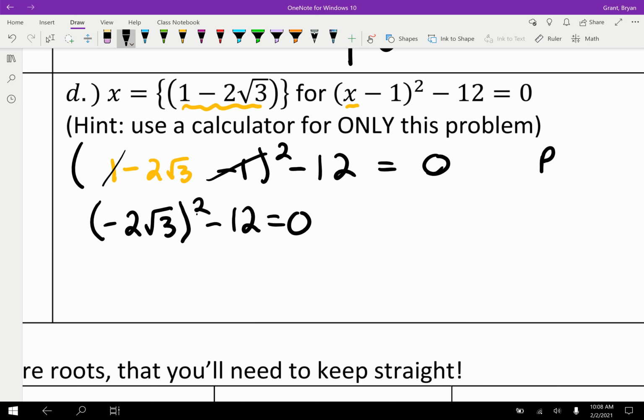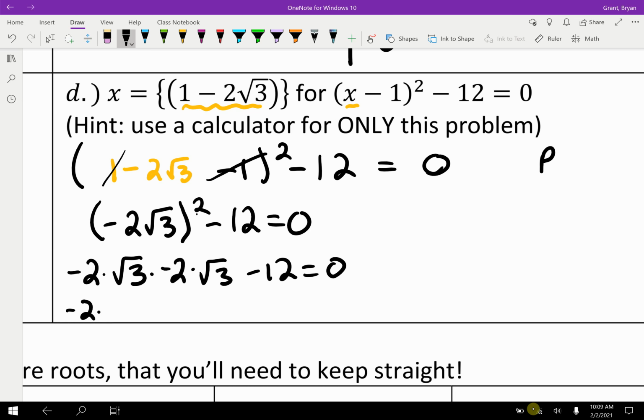-2 square roots of 3 squared, well, we've seen this before. We're going to use our same trick and write this times itself. That's what a squared means. And then we're going to rearrange -2 times -2 times the square root of 3 times another square root of 3, which really means the square root of 3 squared. Okay. And then we continue over.